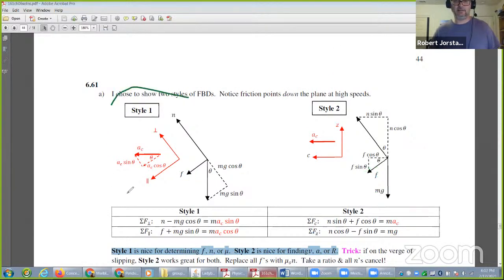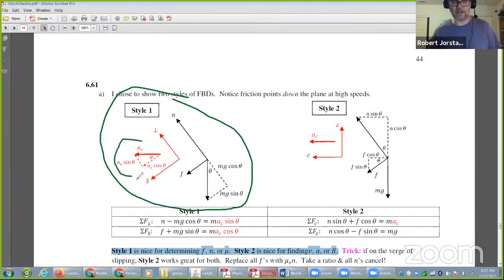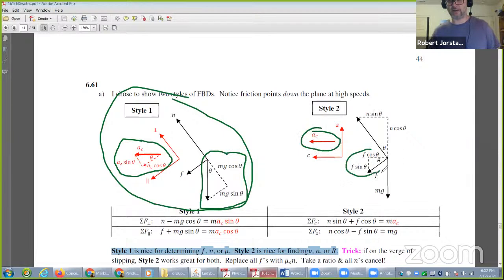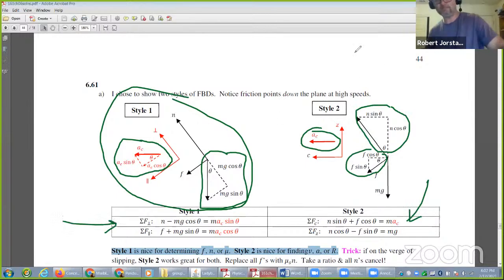In this style, I have to split up two vectors. The acceleration has to be split up if it doesn't line up on the coordinate system, right? Over here, the acceleration lines up, but I have to split up two other vectors. You're splitting up vectors no matter what you do. This is how one set of force equations turns out. This is how the other turns out, and that's it.